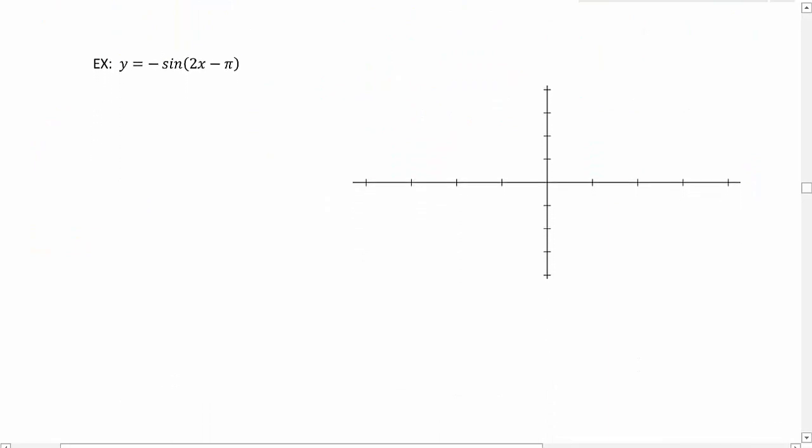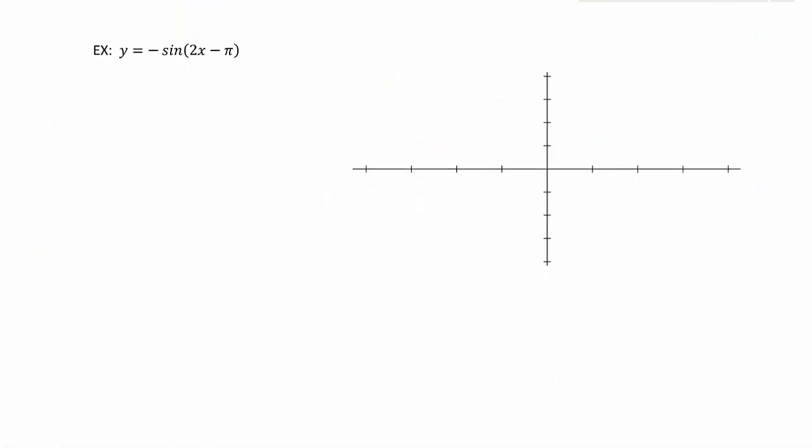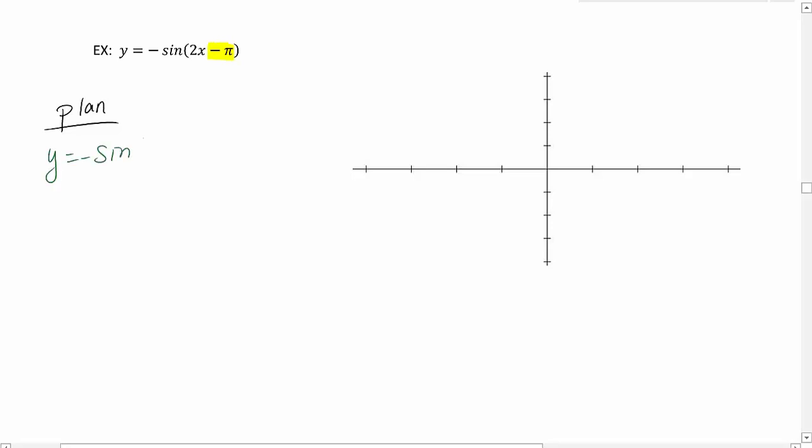Next, we're going to take a look at one with some additional transformations to it. So you'll notice that this example, for the first time, has a c value. So this is going to involve more than one graph. We're going to need two graphs here. So I think I'm going to write out a little bit of a plan. First, we're going to graph y equals negative sine of 2x, and then we'll have the horizontal shift, and that'll be y equals negative sine of 2x minus pi.